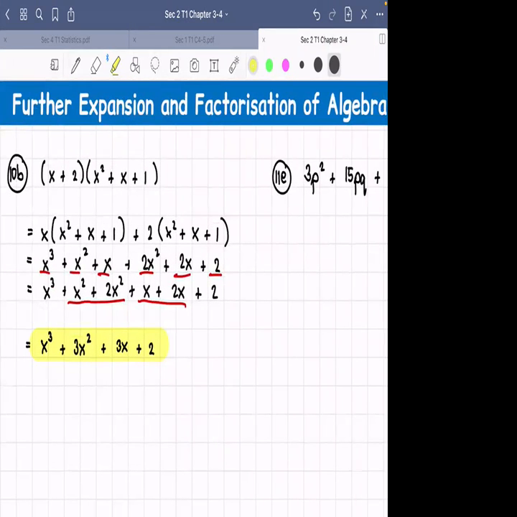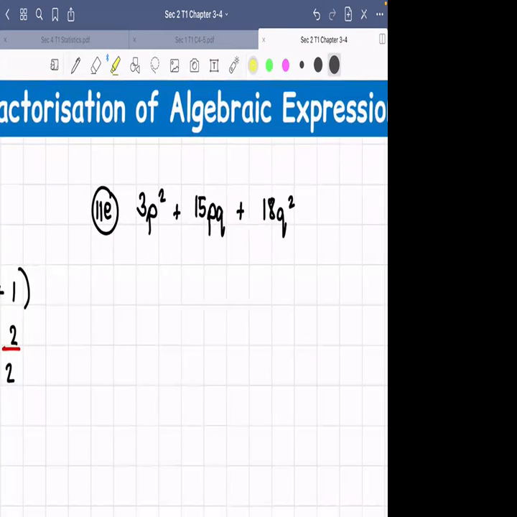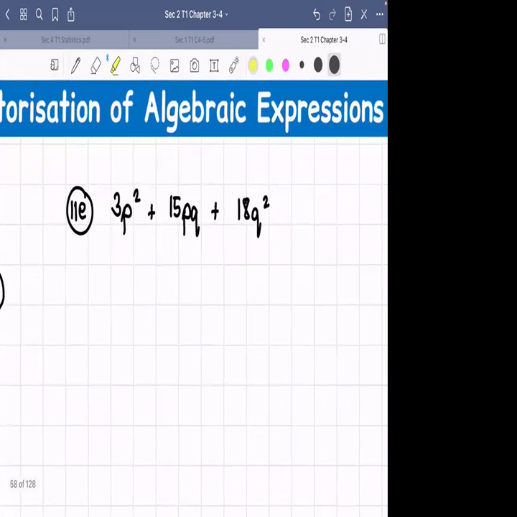Okay, and then lastly, for 11E here, question 11E is factorize. Now first class, you try to observe the given when it comes to factorization. Look at the numbers first. Are they divisible by a certain number? Yeah, everything is divisible by 3, right? So what I'll do here is to divide everything by 3.